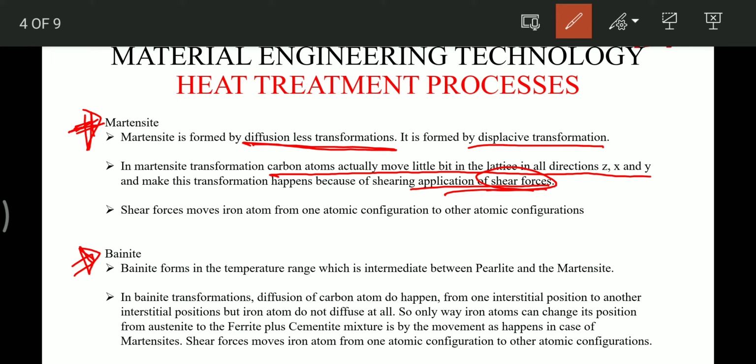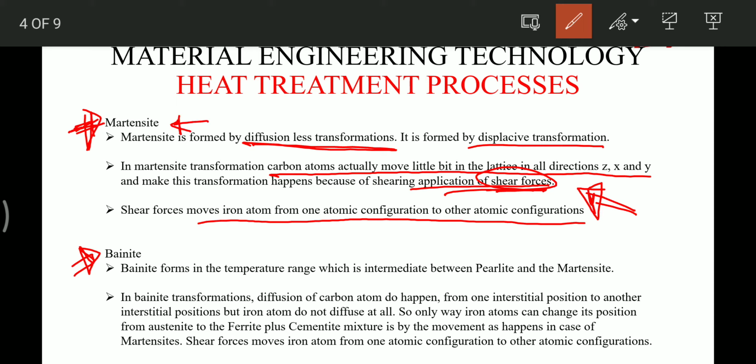The shear forces do not move the carbon atom, but instead move the iron atom from one atomic configuration to another atomic configuration. So basically these shear forces help in the formation of the martensite microstructure.